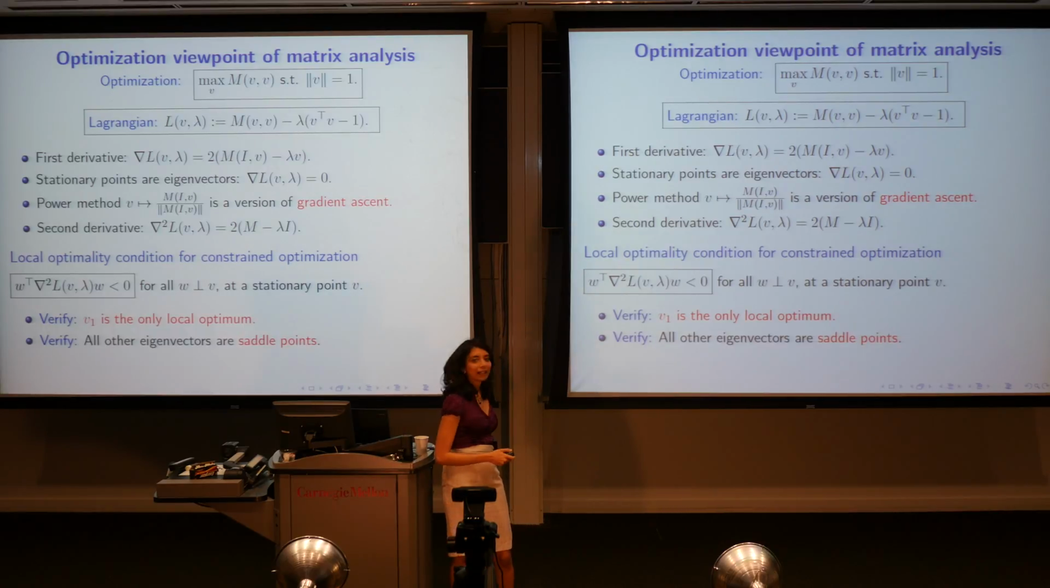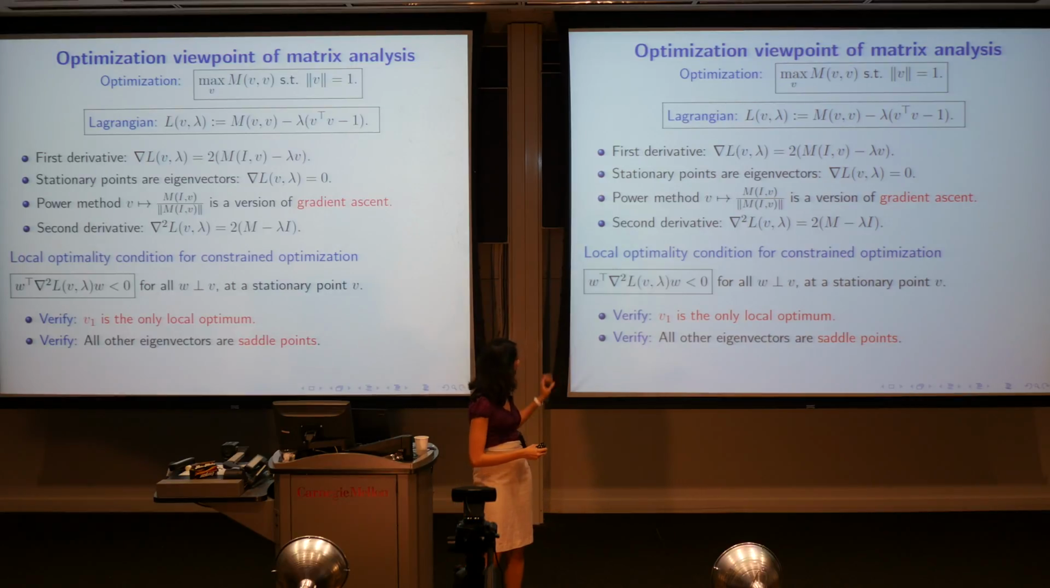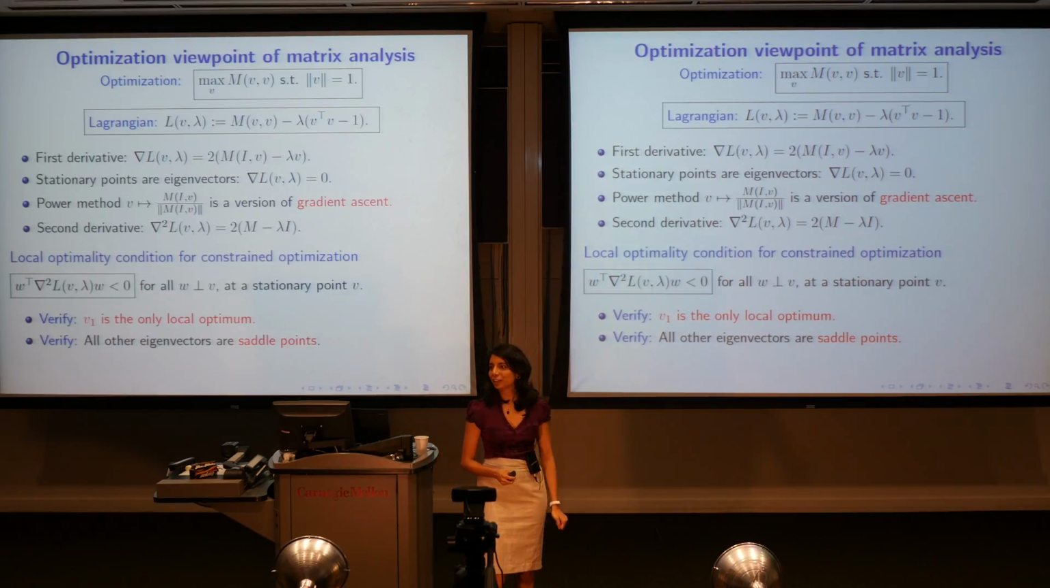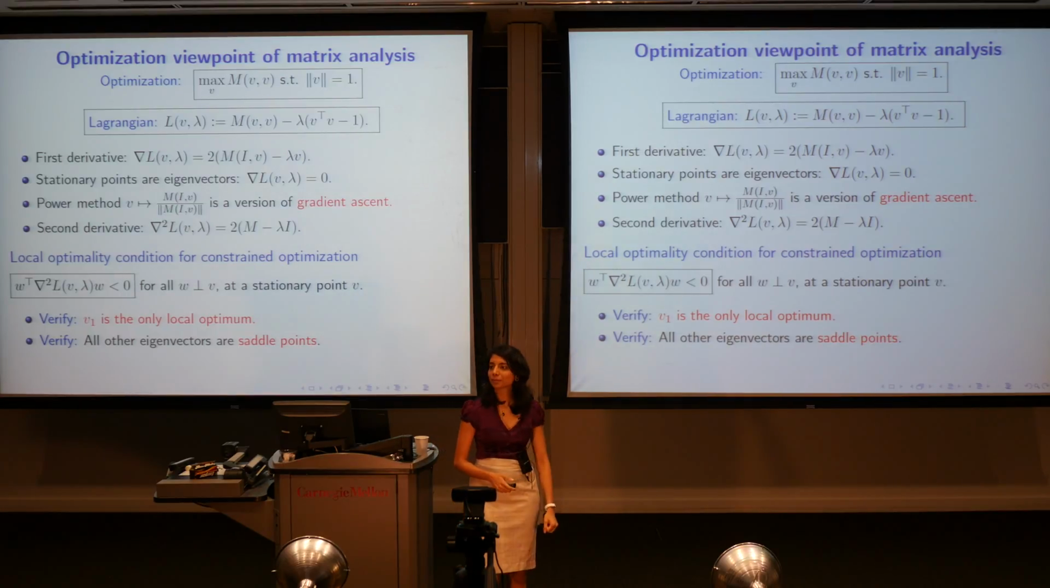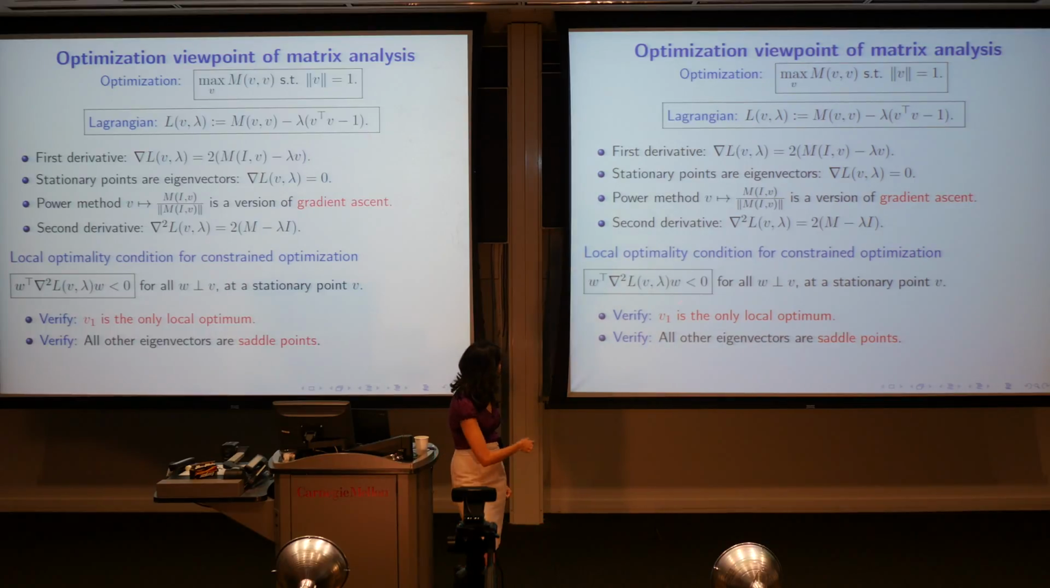Okay, and you can immediately, maybe not immediately, if you take the time, you can verify that in fact only the top eigenvector is the local optimum. You can see that because if V is equal to V1, the W's can only be perpendicular to that, right? And that means here in the second derivative, this lambda would be the top eigenvalue, and everything else is less than that, so it will be negative. Okay, but you can also verify that there are no other local optima.